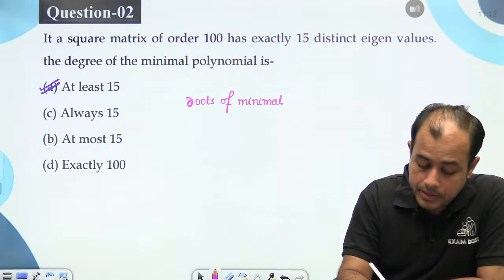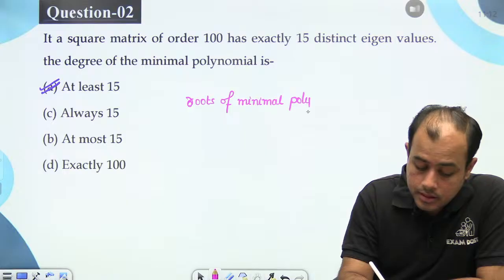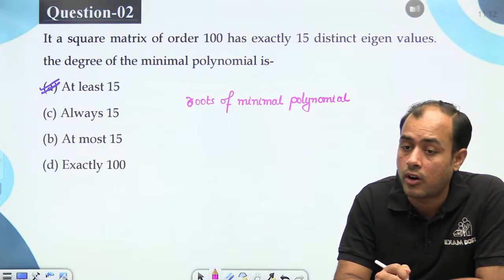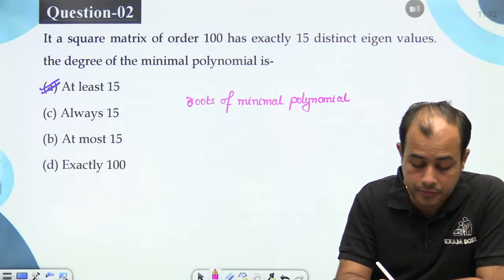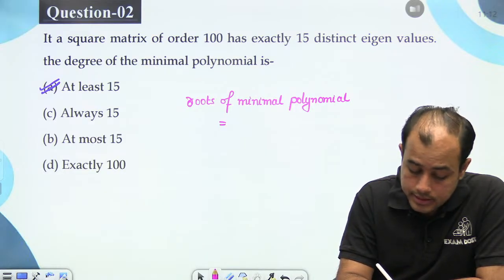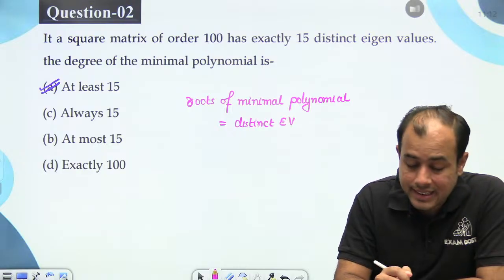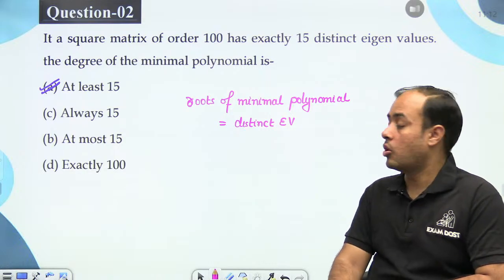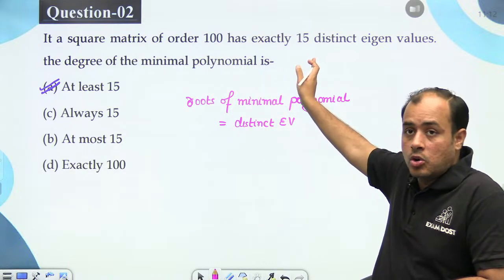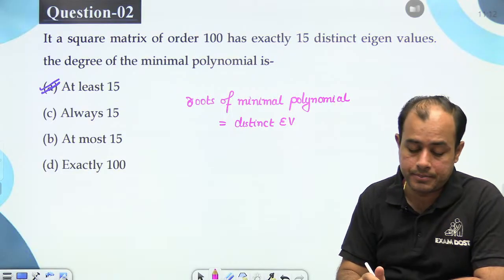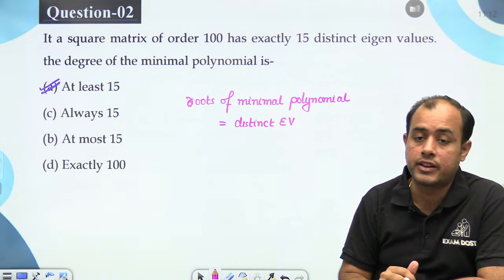So the order of the minimal polynomial, or you can say the roots of the minimal polynomial. Minimal polynomial means the polynomial of minimum order, whose roots are equal to the distinct eigenvalues. So the order is at least 15, because if you repeat some eigenvalue also, the order will go above 15, but it cannot go below 15.